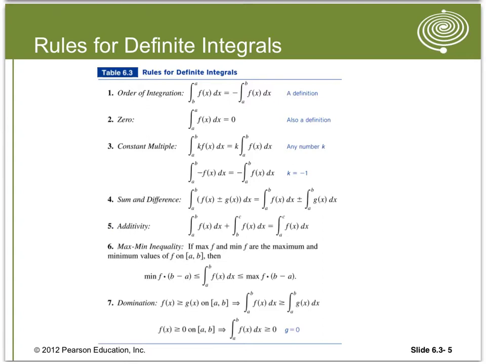We have the sum and difference rule, saying that if we're adding or subtracting two functions, you can either take your integral after you add or subtract them, or you can do it before you add or subtract them. Number 5 is the additivity law.